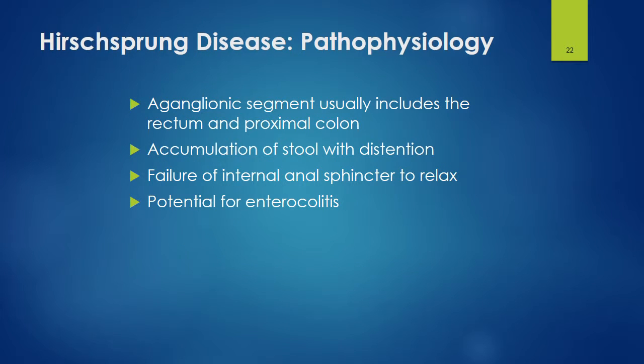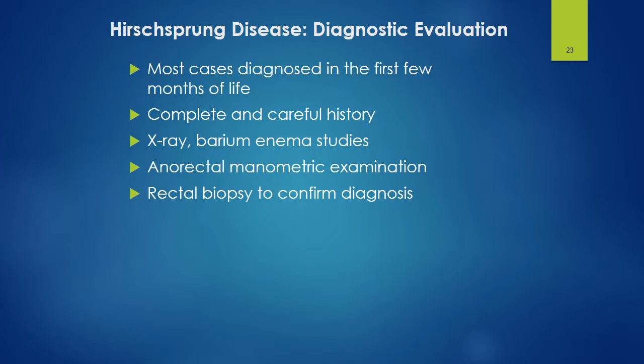In Hirschsprung disease, the aganglionic segment usually includes the rectum and the proximal colon. It involves accumulation of stool with distension. The internal anal sphincter fails to relax, and there is a potential for enterocolitis. Most cases of Hirschsprung disease are diagnosed in the first few months of life. It requires a complete and careful history, along with x-rays and barium enema studies.